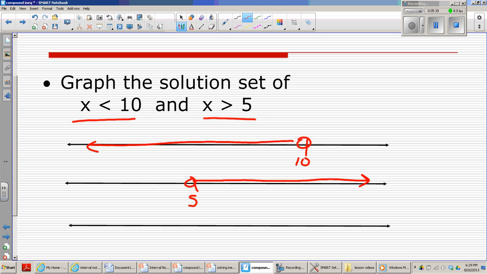The area where the two graphs overlap is between 5 and 10. So the solution is the intersection of those graphs. So we have an open circle at 5, an open circle at 10, and shading between those two values.